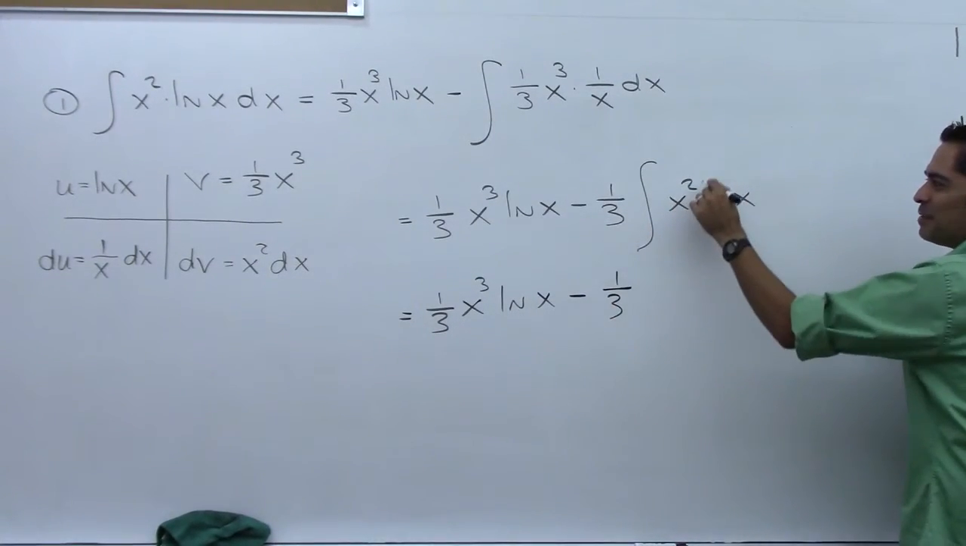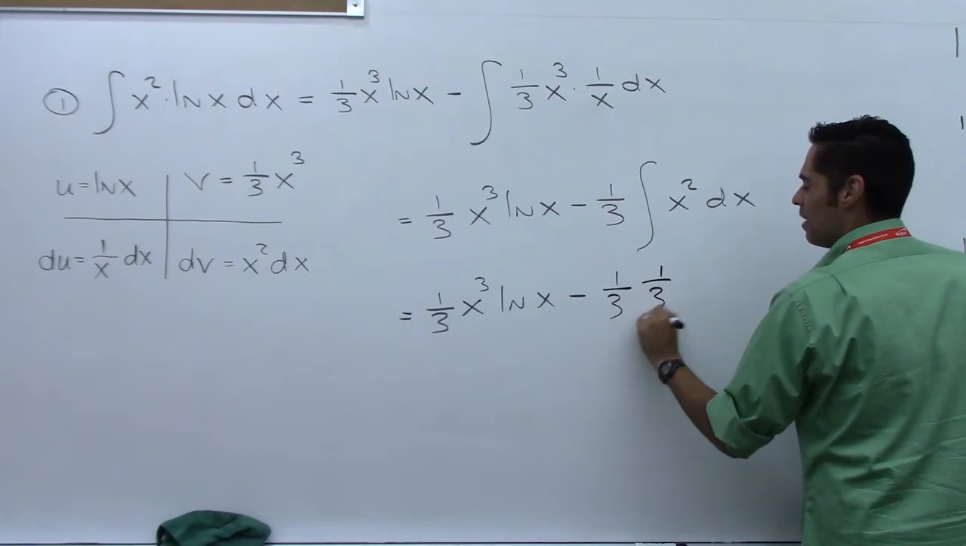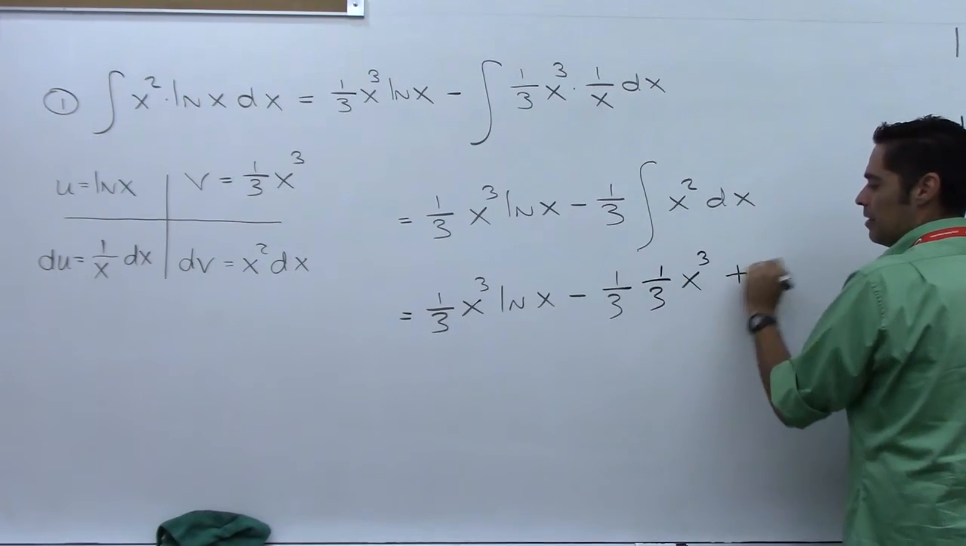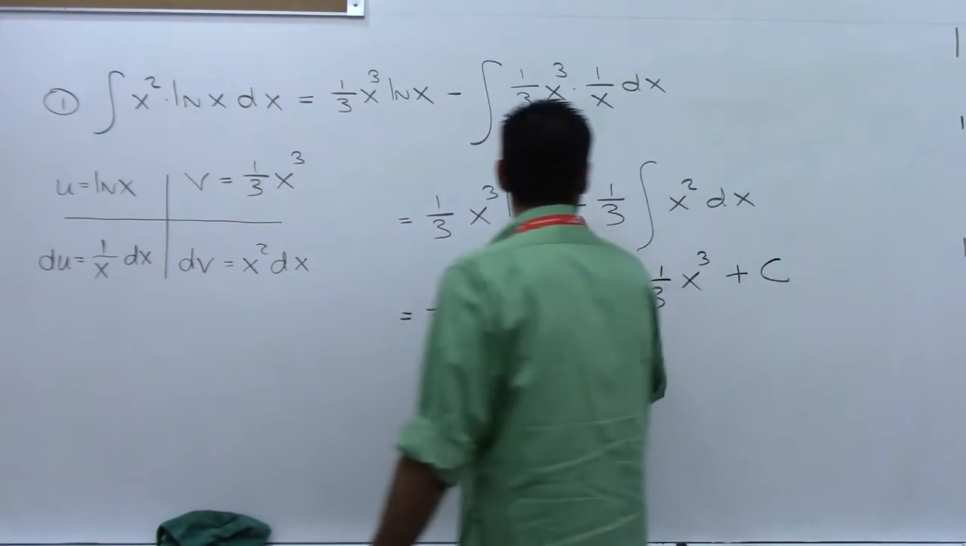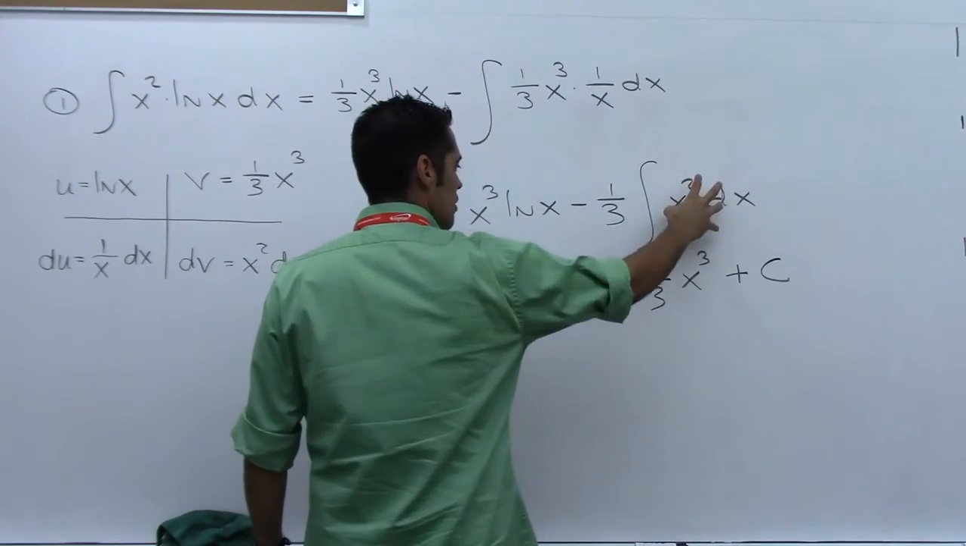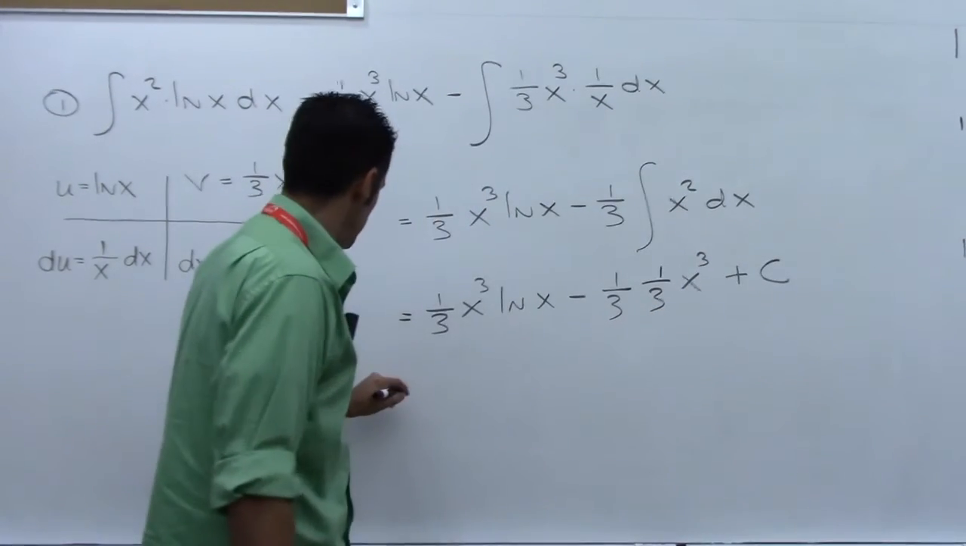So the antiderivative of x squared is 1/3 x cubed. And then now I can do plus c. So negative 1/3 stays. Antiderivative of this is this, plus our constant, and this should be it.